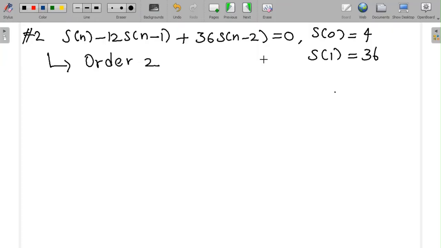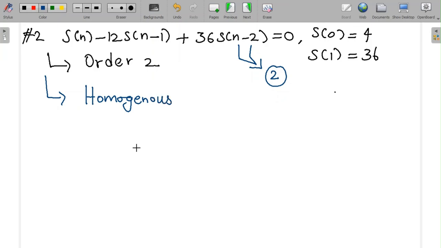The smallest term in the recurrence relation is n minus 2, and this 2 gives us the clue that it is of order 2. And second, it is also homogeneous because we do not have any function of n on the RHS of the equation. That tells us that this recurrence relation is of homogeneous nature. We are also given two pieces of information in addition. S of 0 is given to be 4 and S of 1 is given to be 36. Let's go ahead and solve this.